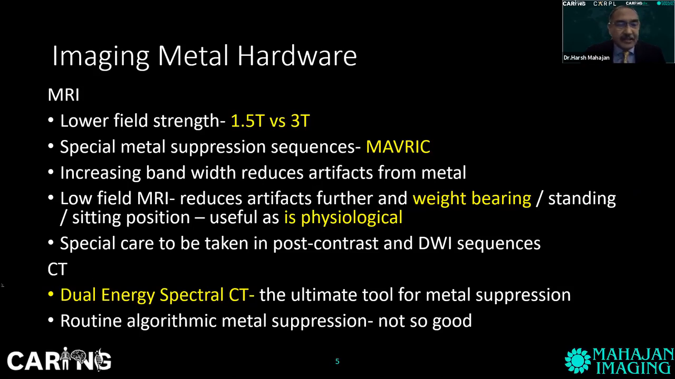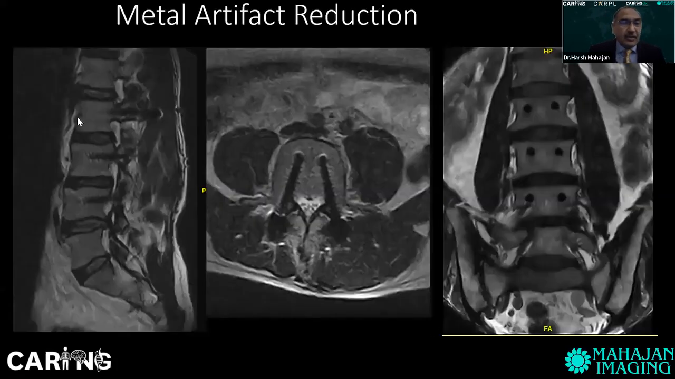On CT there are also artifacts, and a dual energy spectral CT is the ultimate tool for metal suppression. These are T2 weighted images that you can see with the metal suppression, and you can see that there's hardly any artifact from the metal here.